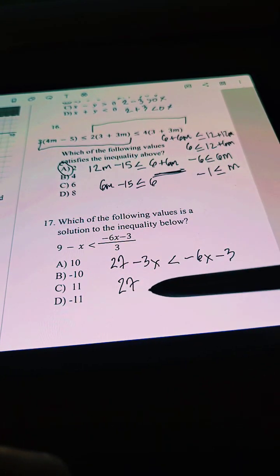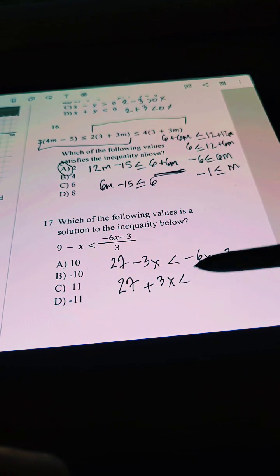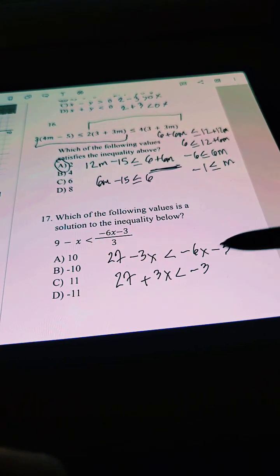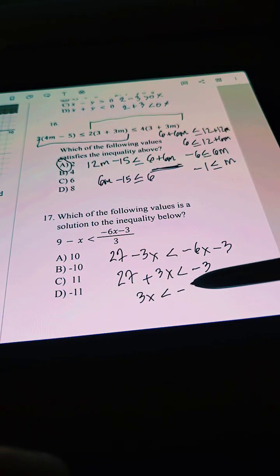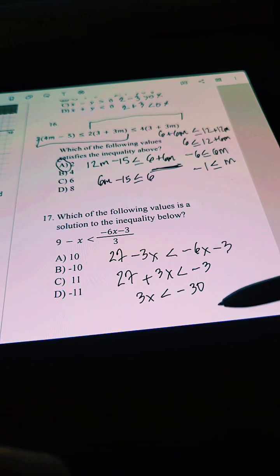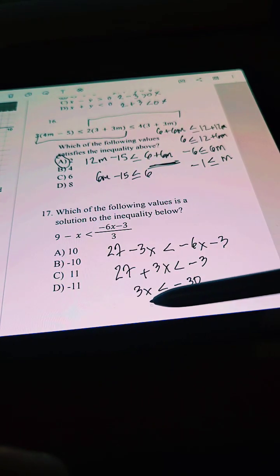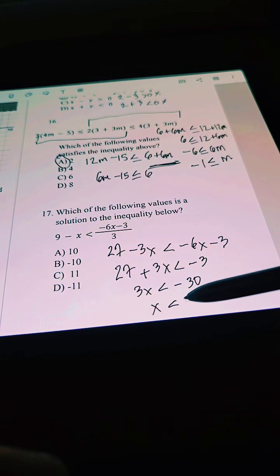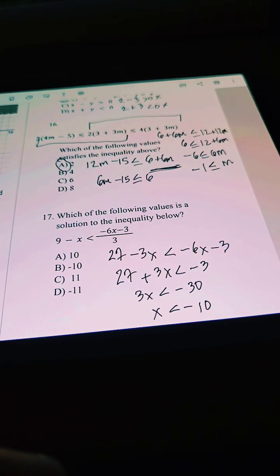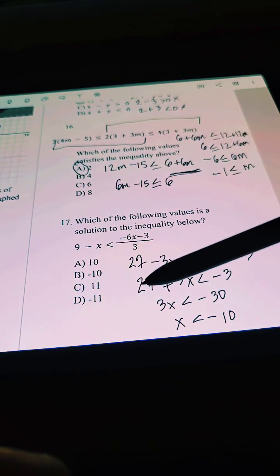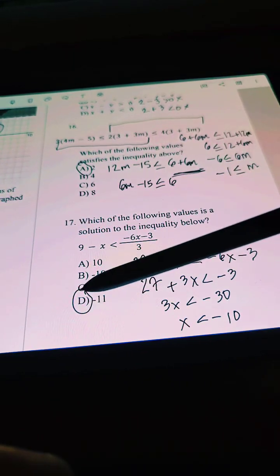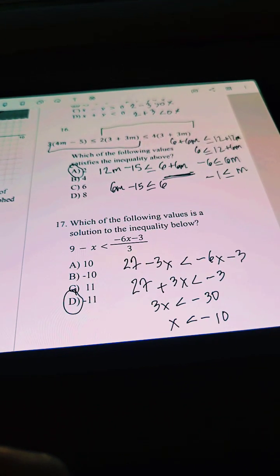So then I get 27 plus 3x is less than -3. Now I'm going to subtract 27 from each side, so then I'm going to get 3x is less than -30, because -3 minus 27 is -30. Now I'm going to divide by 3 on each side, so then I'm going to get x is less than -10. So let's look at our values over here. Do we have any values that are less than -10? Yes, we do. The only option we have is D.